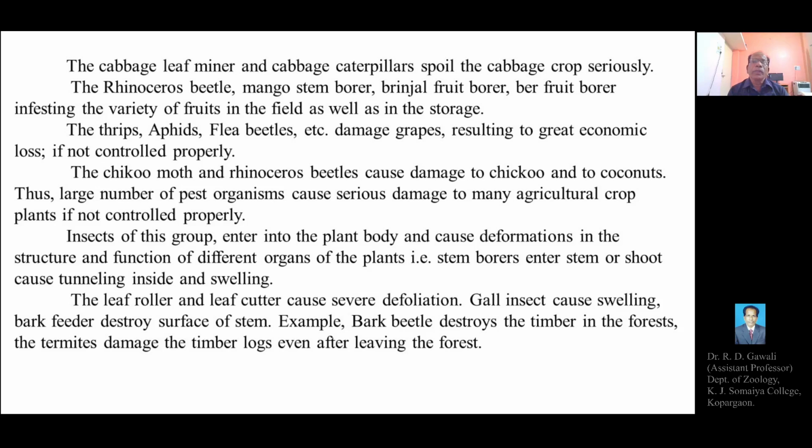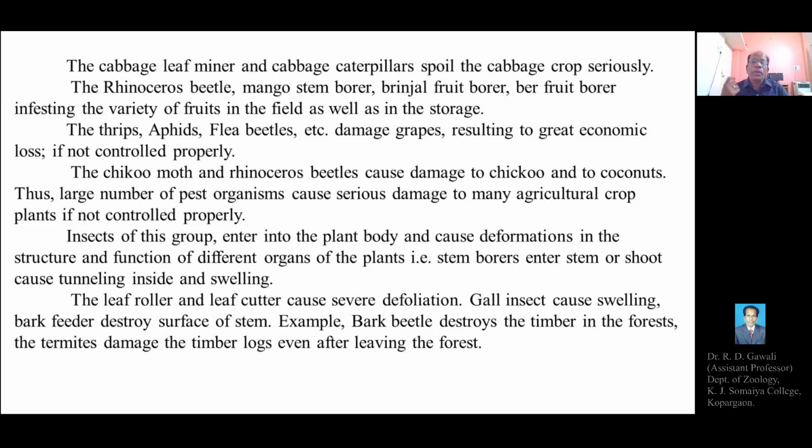Insects of this group enter into the plant body and cause deformation or malformation in the structure and function of different organs of the crop plants. That is, stem borers enter the stem or shoot and cause tunneling inside and lead to swelling also. The leaf roller and leaf cutter cause severe defoliation. Gall insects cause swelling. Bark feeder destroys the surface of the stem.